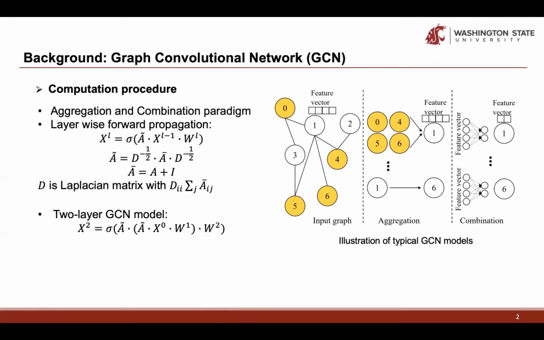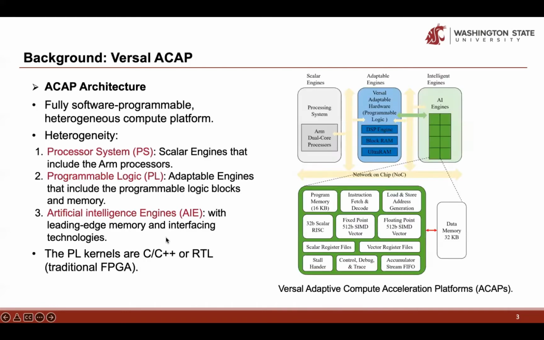A is the self-looped adjacency matrix. D is the Laplacian matrix. In particular, the widely used two-layer GCN model is given by this equation. As introduced above, the key computation pattern in GCNs is abstracted into matrix chain multiplication, A dot X dot W. Next, I will introduce the background of Versal ACAP.